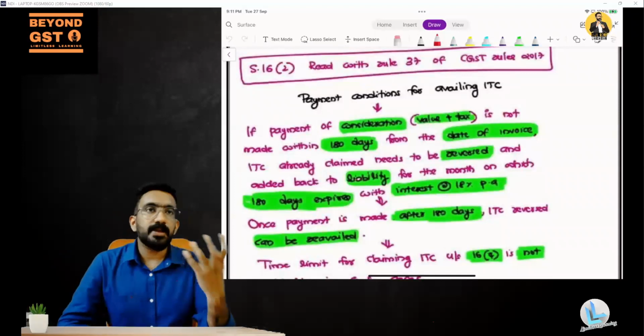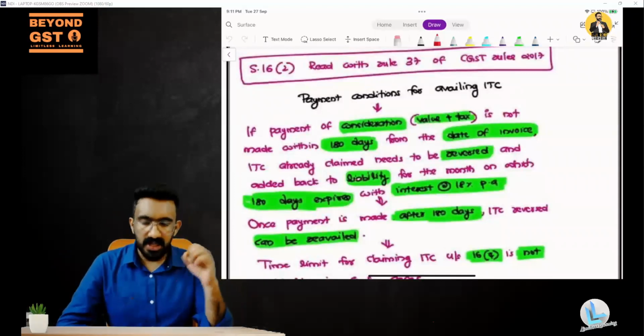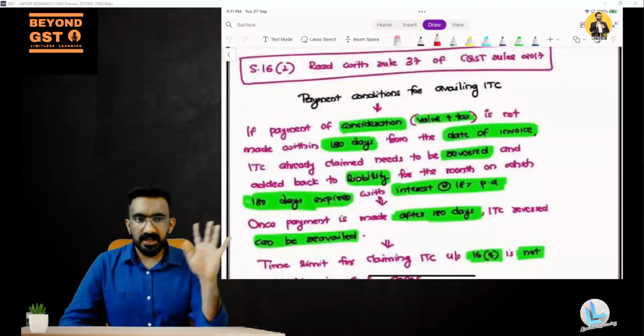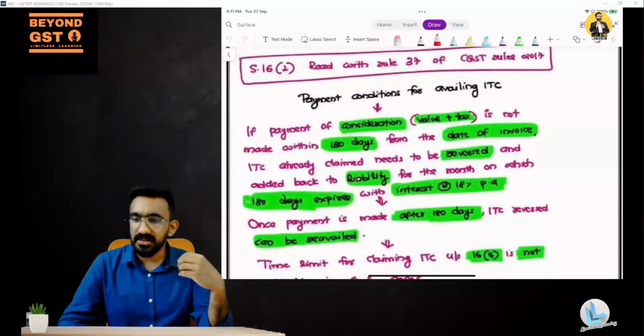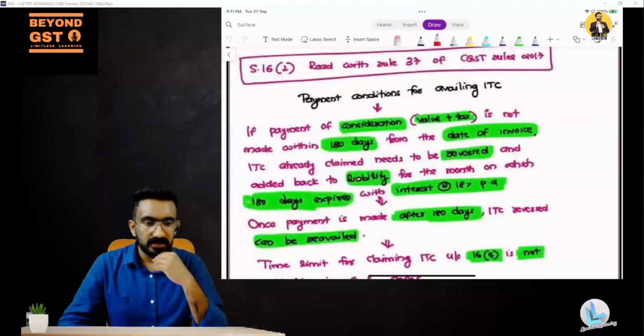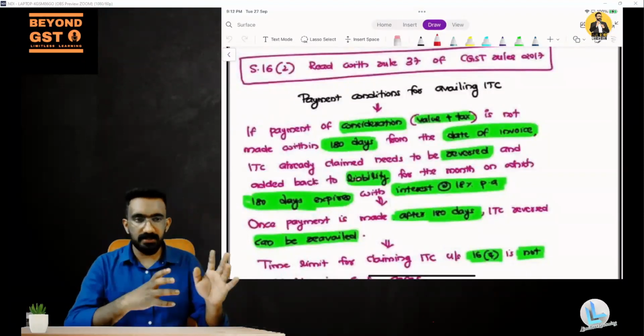What do you mean by precondition? Because only when I purchase something and I want to take ITC, I have 5 conditions to be satisfied. In those 5 conditions, does it say I have to make payment to the supplier for taking ITC? Is there anything like that? No, it is not a precondition. So you don't have to make payment to the supplier to take ITC.